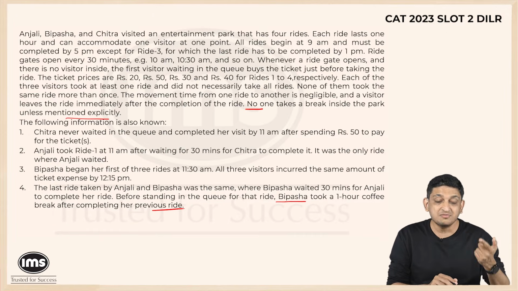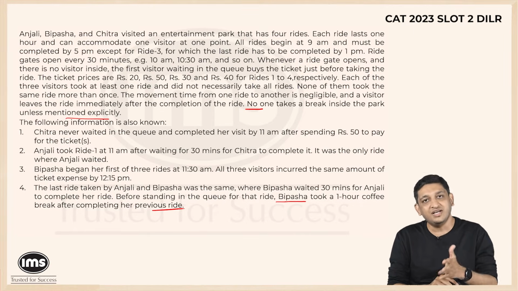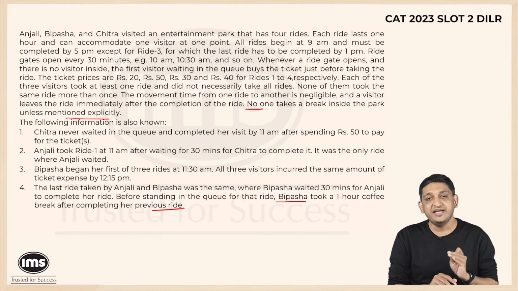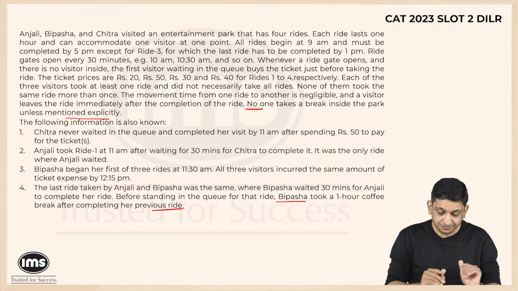So unless specified, unless mentioned explicitly, no one takes a break inside the park. So we know that Bipasha is the only one who would have taken a break in between rides, which was not forced in nature, right? If you reached a particular ride and someone was inside the ride, then you have waited for that person. You haven't taken a break. But Bipasha explicitly has taken a break, a 1-hour coffee break after completing her previous ride. And Bipasha, we know, has taken 3 rides, I believe, right? So that is what is known to us.